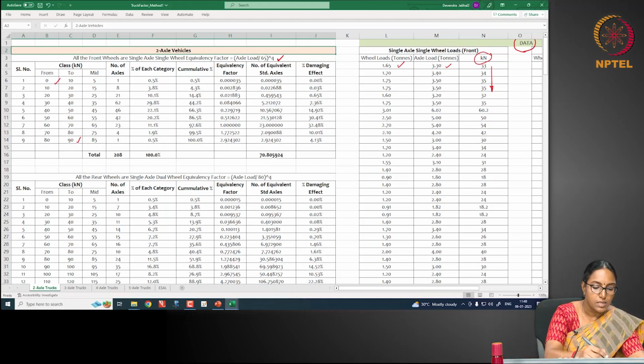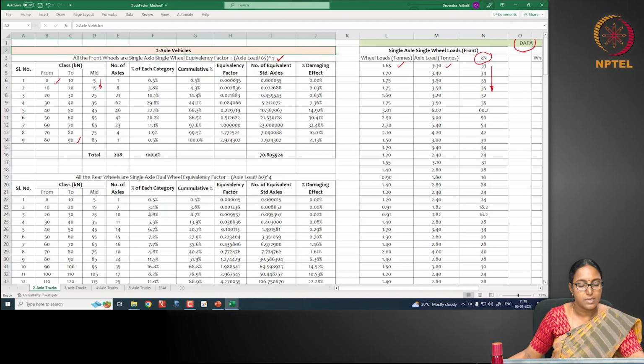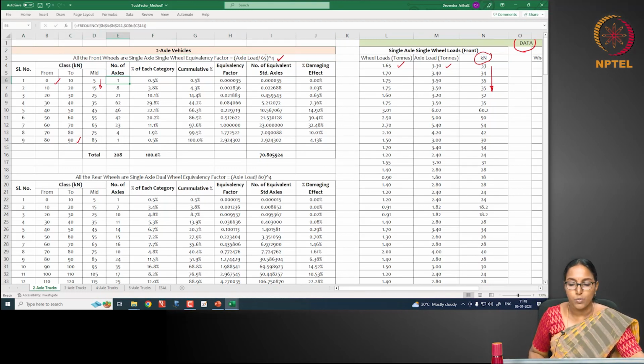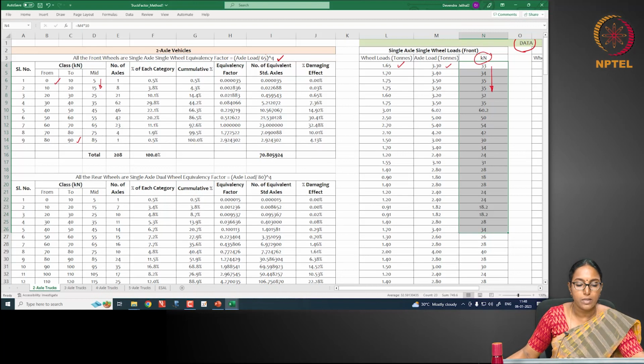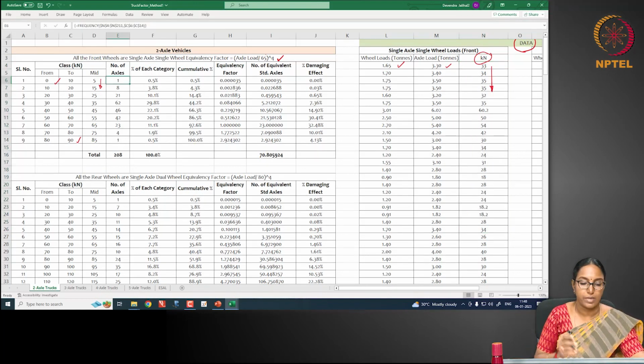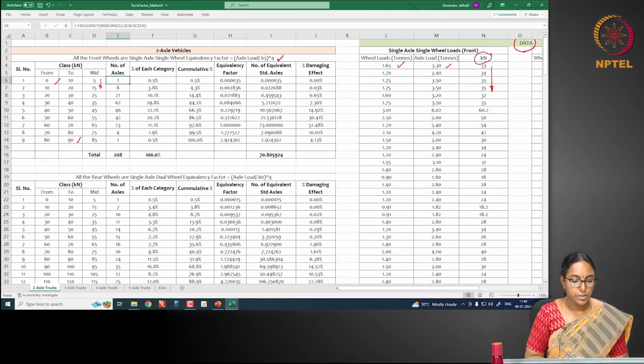Okay. Now this gives you the mid value of each bin. So for 0 to 10 the mid value is 5, and for 10 to 20 the mid value is 15 kilonewton, and so on. Now you find the frequency of each of these load groups. From this data, you have counted how many axle loads fall in the 0 to 10 category, how many are in the 10 to 20 kilonewton category, and so on. So this is the number of axles, or you call it a frequency table. This gives you the frequency distribution of the load.